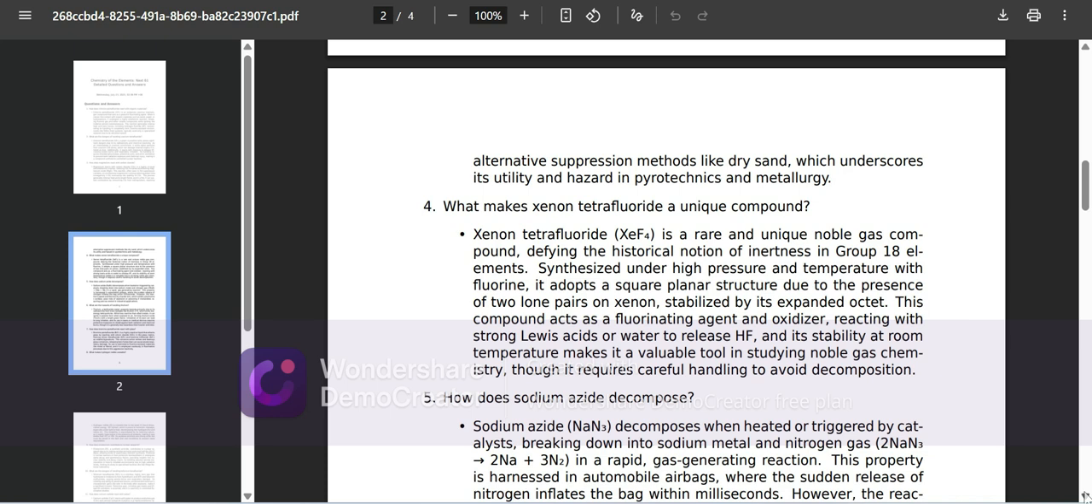octet. This compound acts as a fluorinating agent and oxidizer, reacting with strong Lewis acids or water to release HF, and its stability at room temperature makes it a valuable tool in studying noble gas chemistry, though it requires careful handling to avoid decomposition.